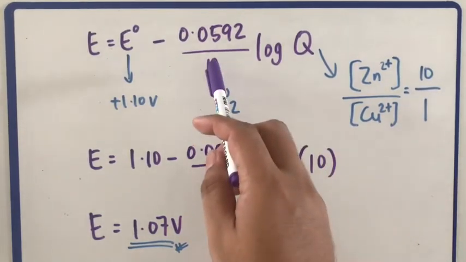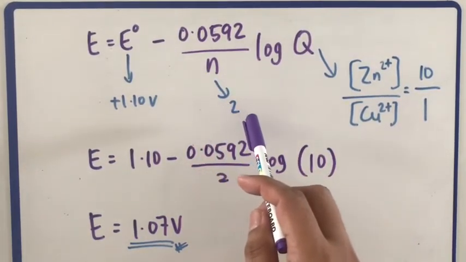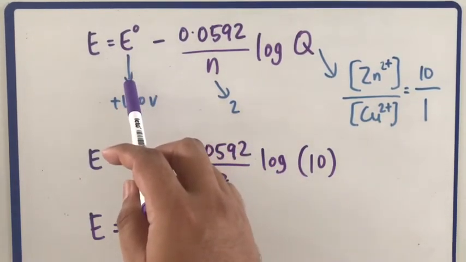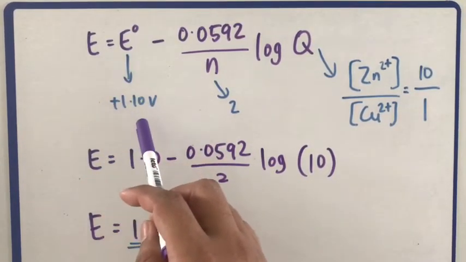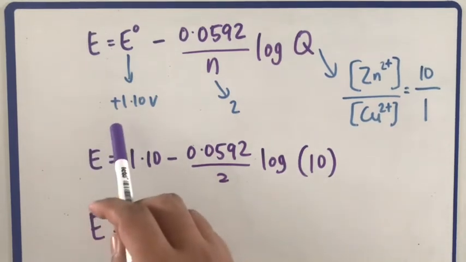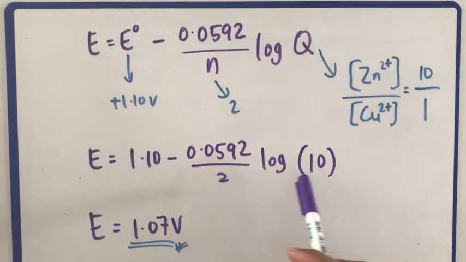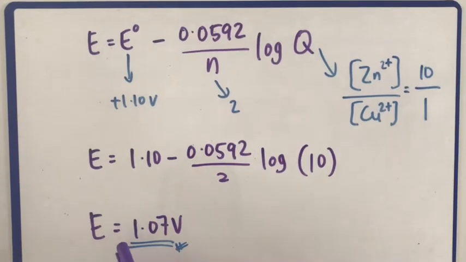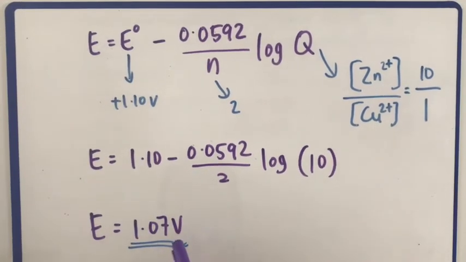And n here refers to the number of moles of electrons involved in the redox reaction, and E naught cell that you already have is positive 1.10 volt. So you just need to substitute all the values in the Nernst equation. You will get the new electrode potential, which is positive 1.07 volt.